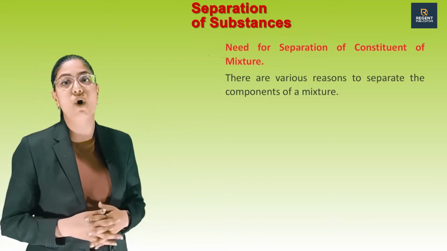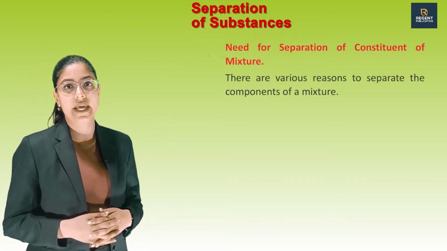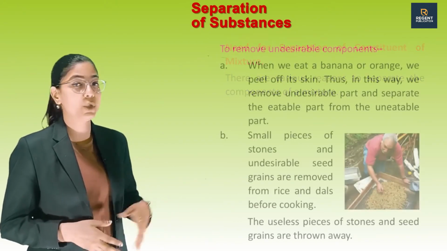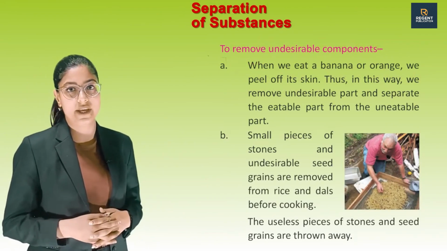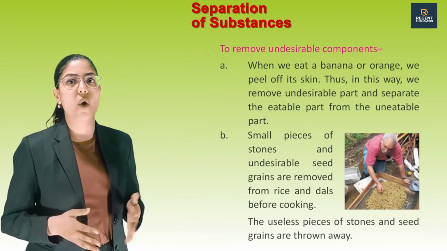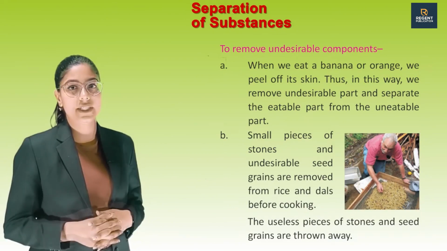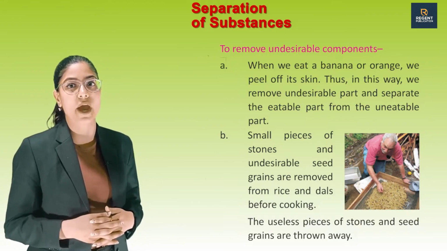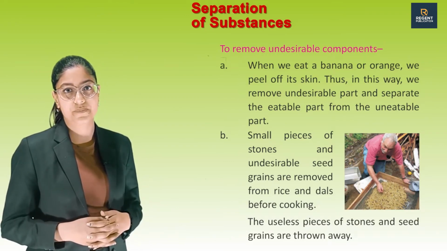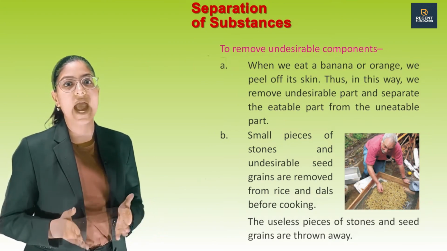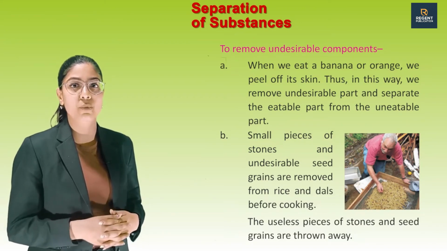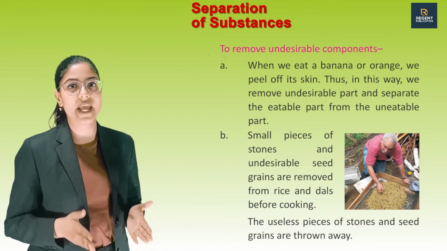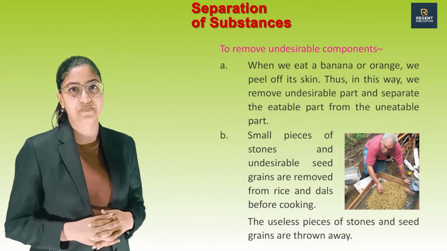Need for separation of constituents of a mixture. There are various reasons to separate the components of a mixture. To remove undesirable components. When we eat a banana or orange, we peel off its skin. Thus, in this way, we remove the undesirable part and separate the eatable part from the uneatable part. Small pieces of stones and undesirable seed grains are removed from rice and dal before cooking. The useless pieces of stone and seed grain are thrown away.